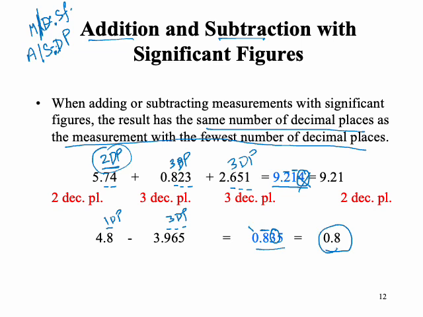And this 0 is not significant. Why? Because it is a leading 0. 0 on the left side. They are never significant. Okay, so those are the 2 rules.